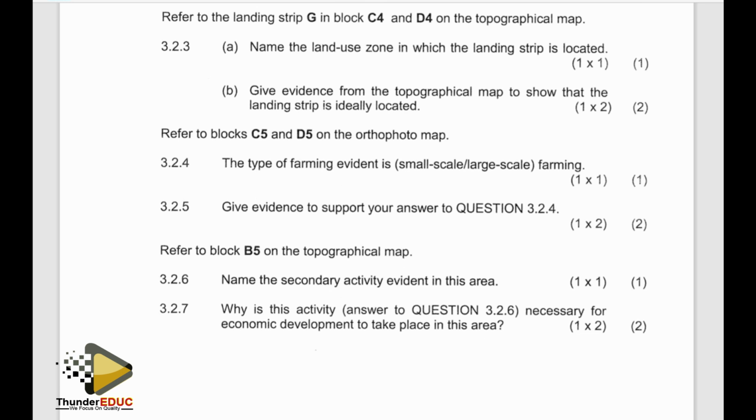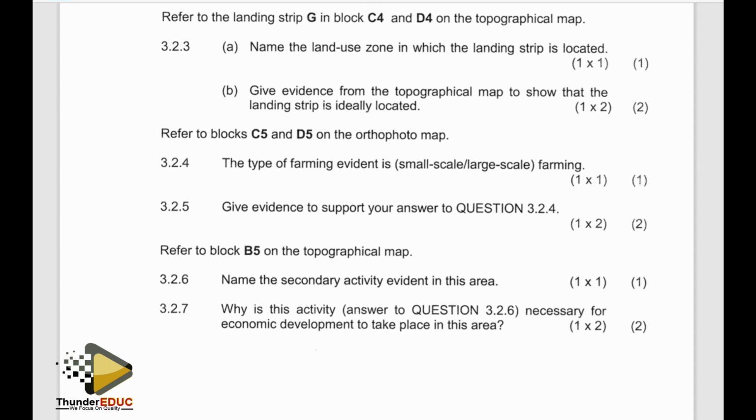Let's go to question 3.2.4. Name the type of farming evident, is it small scale or large scale farming? Not knowing that again, I will give you the evidence that you need to check to see if it's small scale or large scale. You check the land size, the land holding size.